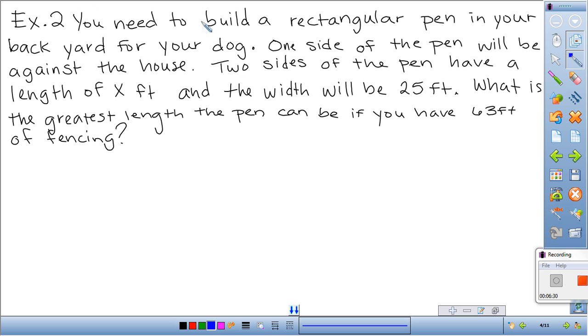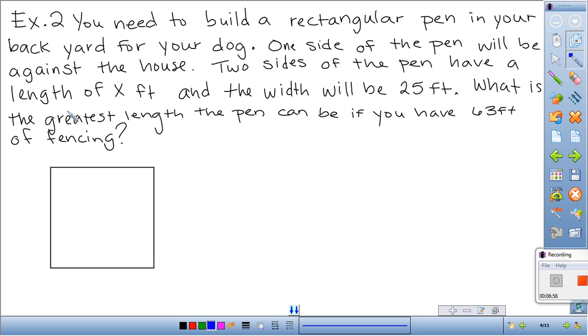Example 2. You need to build a rectangular pen in your backyard for your dog. One side of the pen will be against the house. Two sides of the pen have a length of x feet, and the width will be 25 feet. What is the greatest length the pen can be if you have 63 feet of fencing? So what I like to do in cases like these is to go ahead and draw a picture since they didn't give me one.